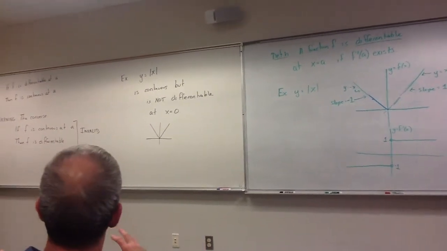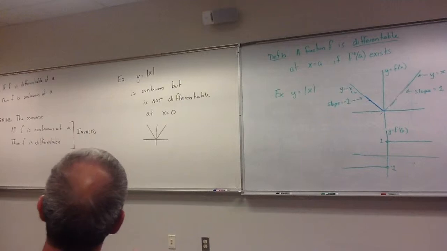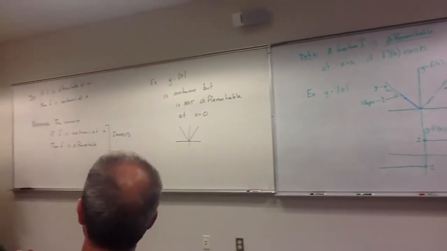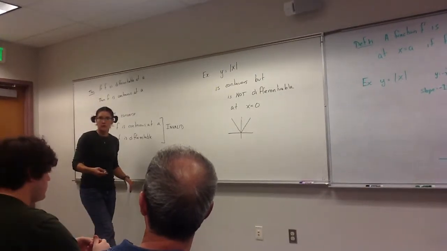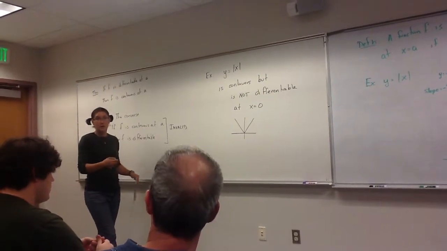If you don't mind me asking, I was following along with that, but I completely lost the explanation. What is differentiable again? So differentiable means that a function is smooth. There's no cusps, no corners, no kinks in the graph.